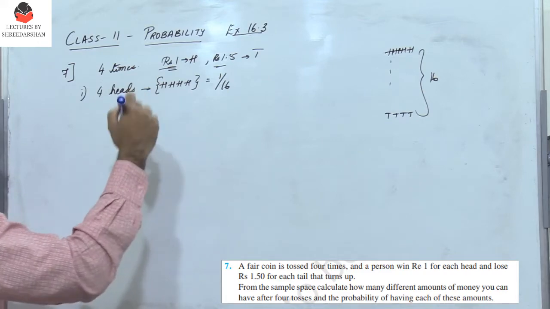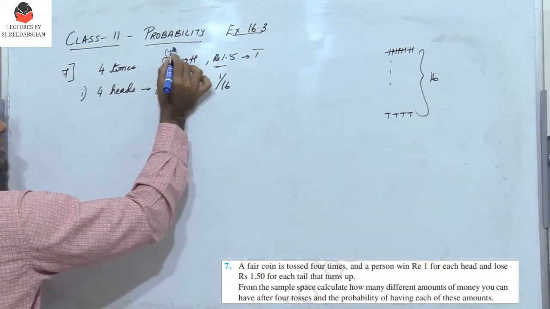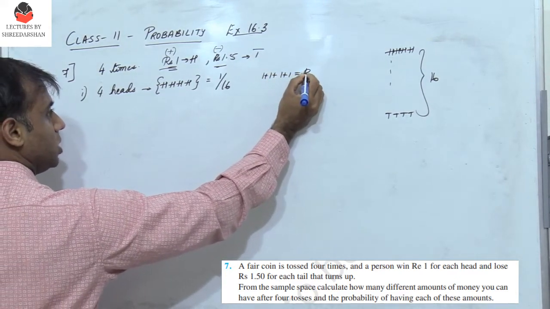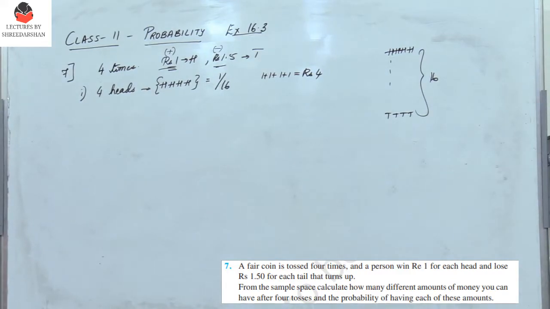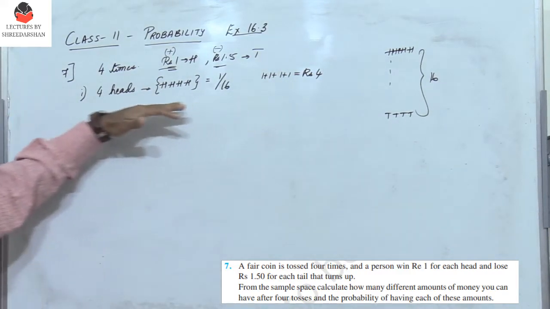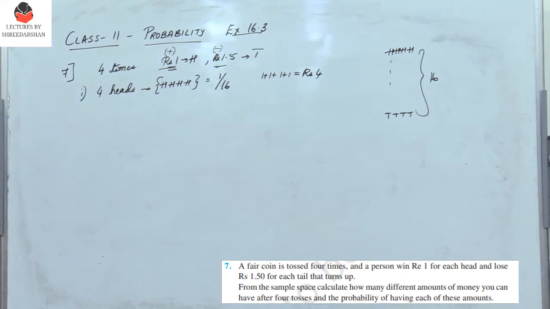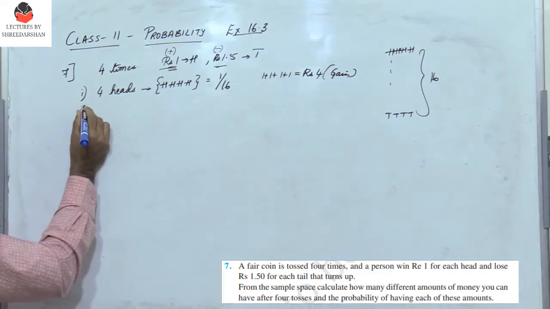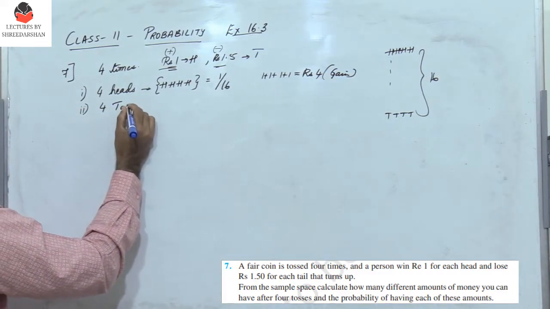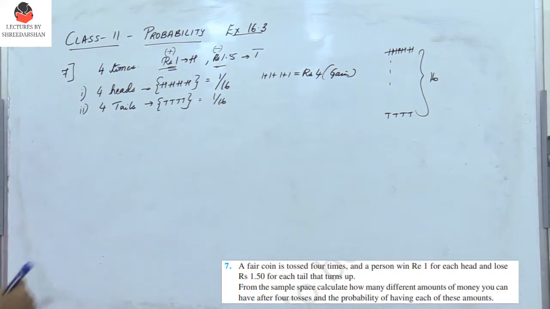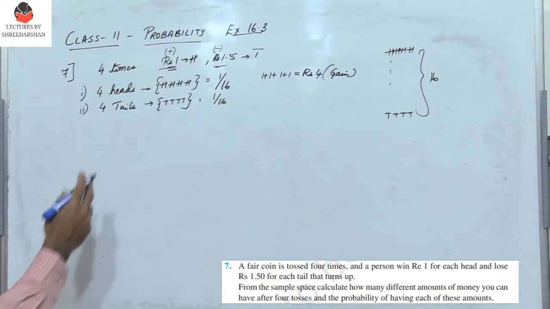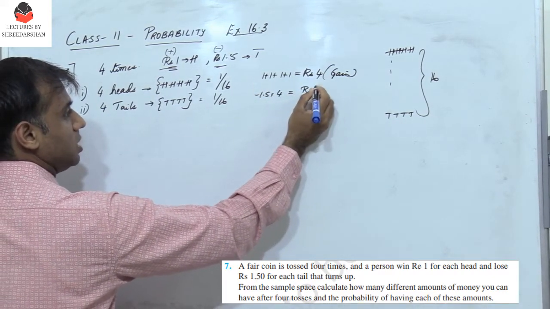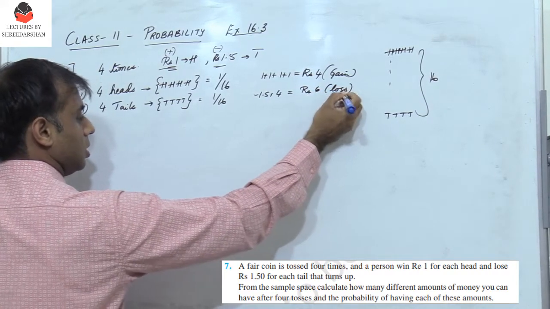But when I get a tail, there is a loss of 1.5. So this is plus and this is minus. So it's going to be 1 plus 1 plus 1 plus 1, which is ₹4. So every time I get a head, it becomes plus 1. And every time I get a tail, there is a loss. So this is ₹4 gain. Now similarly, you have only one combination of 4 tails. Again, this is 1 by 16. So every time a tail is occurring, I have a loss of 1.5. So it's 1.5 into 4. So I have ₹6, which is under loss.